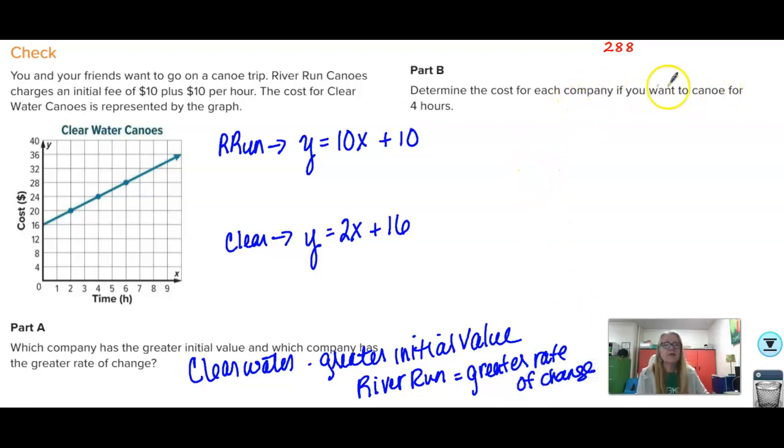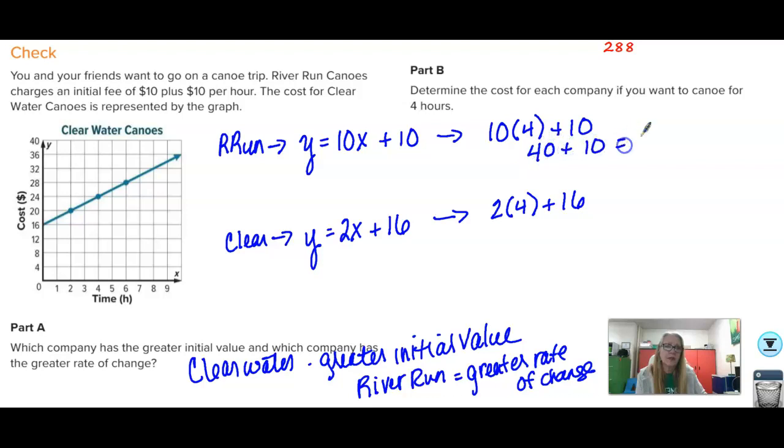Determine the cost for each company if you want a canoe for 4 hours. Taking this one, we substitute 4 for x. Taking this one, we substitute 4 for x. 10 times 4 is 40, so $50 for River Run. This would be 8 equals $24. Definitely Clearwater is cheaper. So if we're going to go for 4 hours, we want to go to Clearwater.